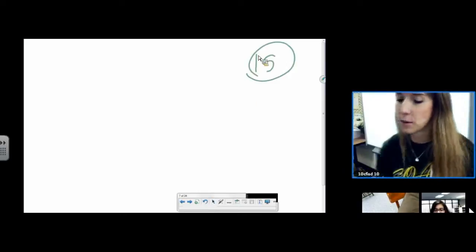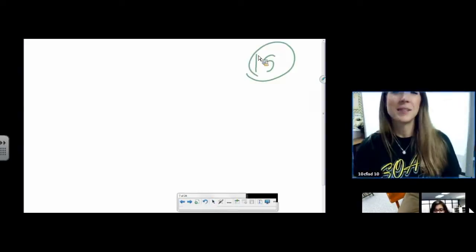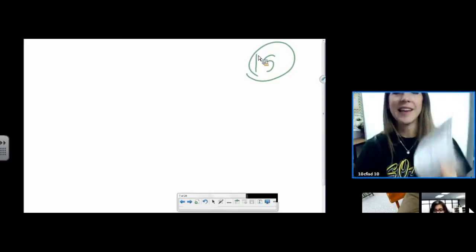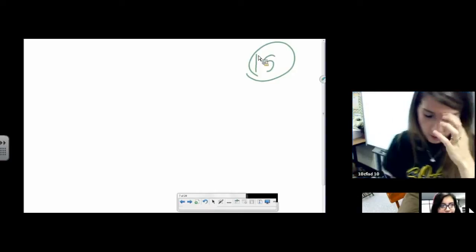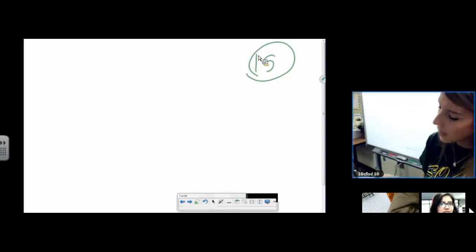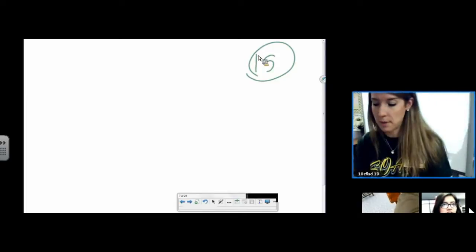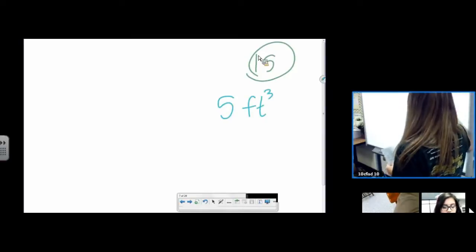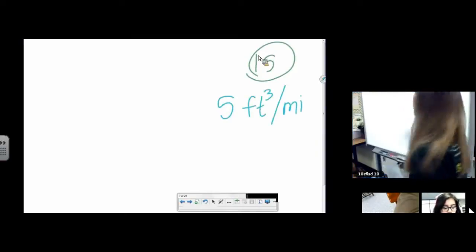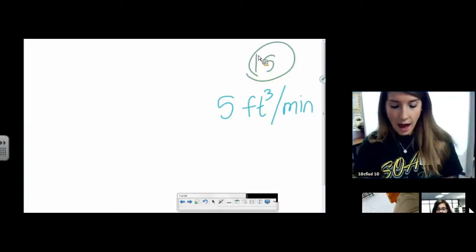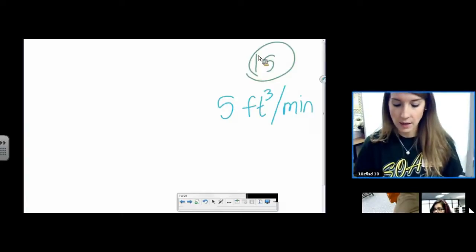Water is running into a right cylindrical tank. That just means it's not the Tower of Pisa. Right cylindrical tank just means it's not oblique. It's not leaning over. At a rate of 5 cubic feet per minute. That is good news because they gave it to us in cubic feet already, so we don't need to convert anything. This is going to be really nice. How long will it take to fill a tank 8 feet in diameter and 5 feet high?